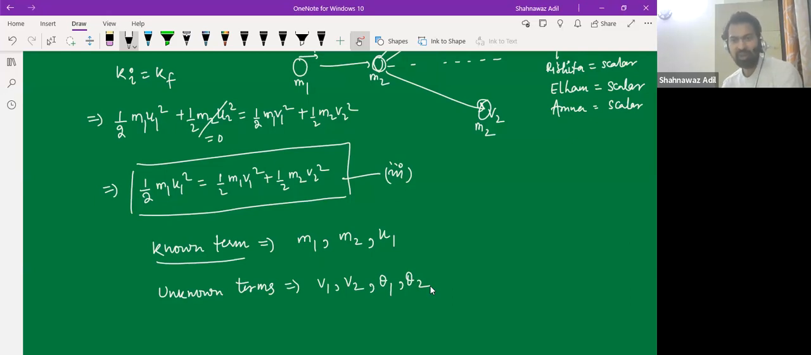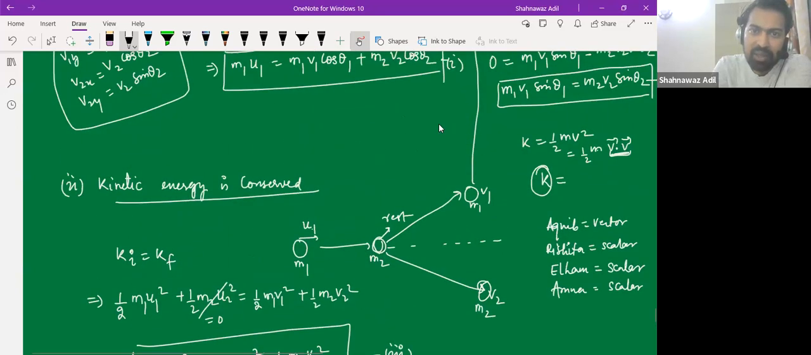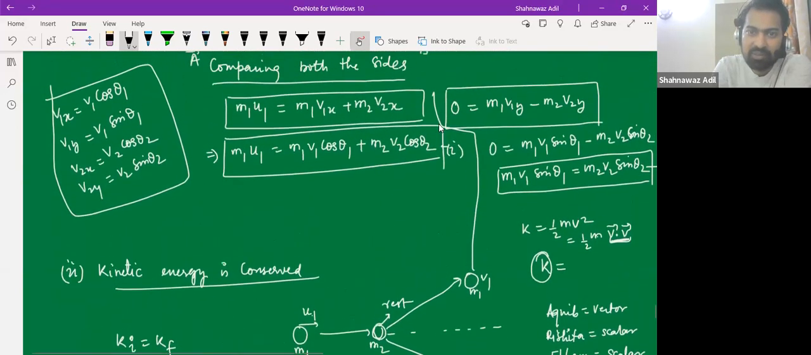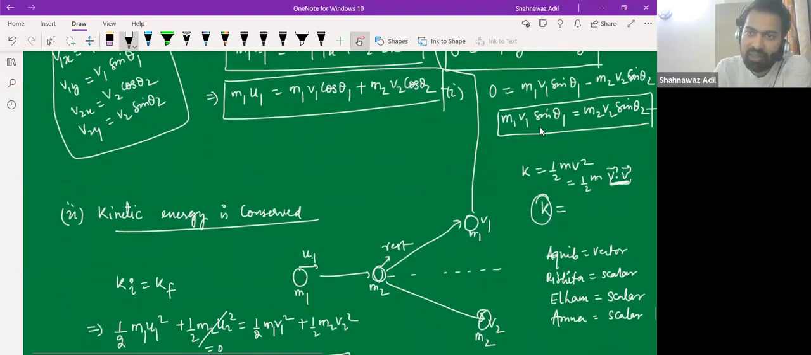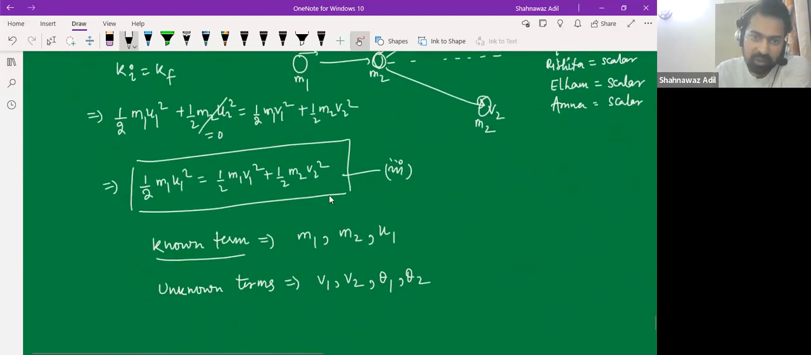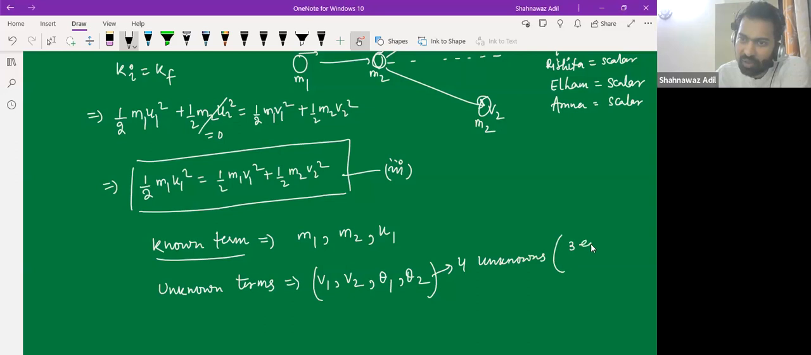Whenever in a question they ask you to solve this problem, we cannot solve this problem, right? Because how many equations do we have? We have three equations: one, two, three. So we have this one, then the second one, and then this third one. And we have four unknowns and three equations to solve. So we cannot fully solve this equation.